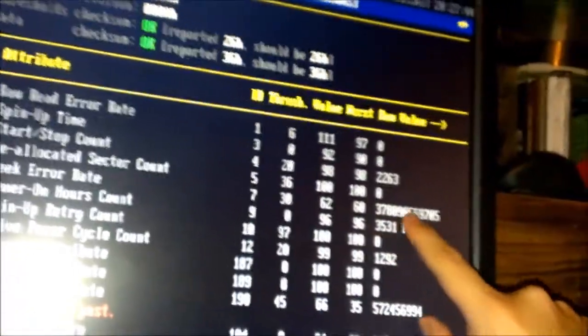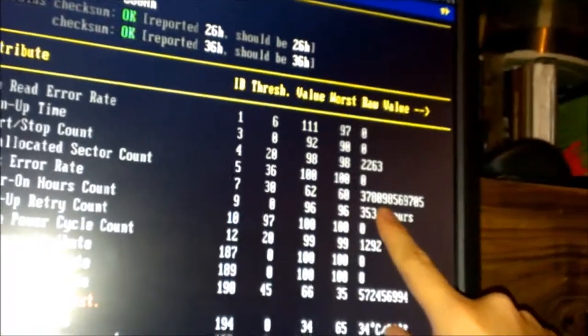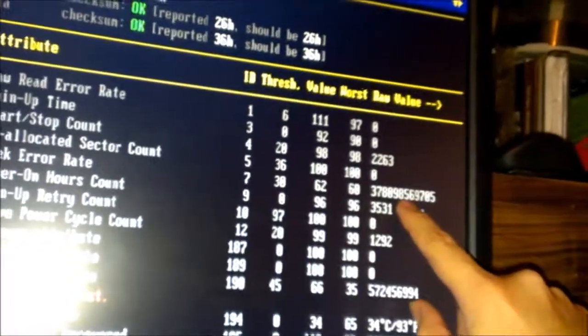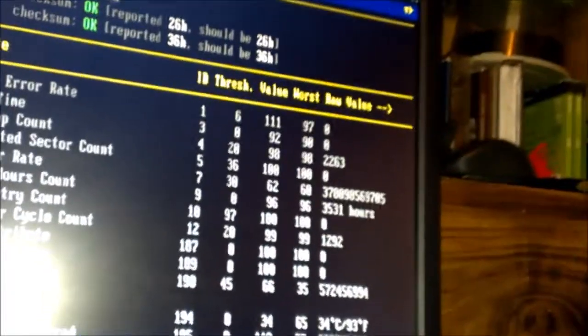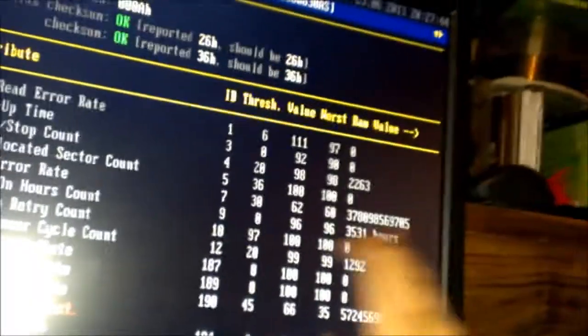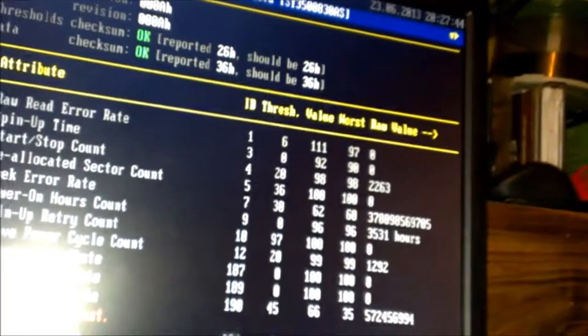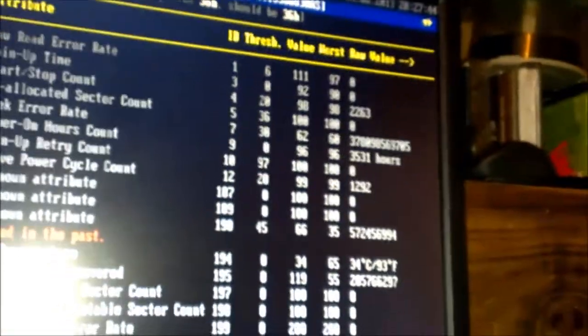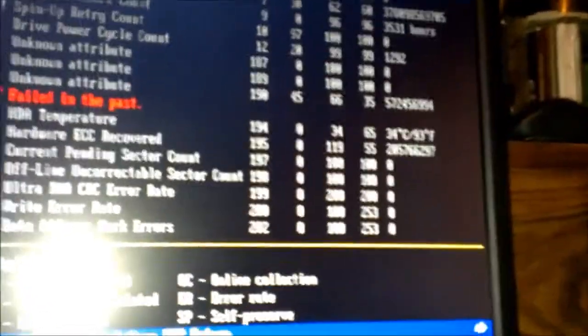Like Seagate's seek error rate is, I mean, Jesus, that's like 100,000 million. That's like 37 or 378 billion or something like that. So usually on Seagates, like I said, that doesn't really matter too much. It's just going to cause a performance issue. This drive has failed in the past, which hasn't really let me down yet. Anyway.